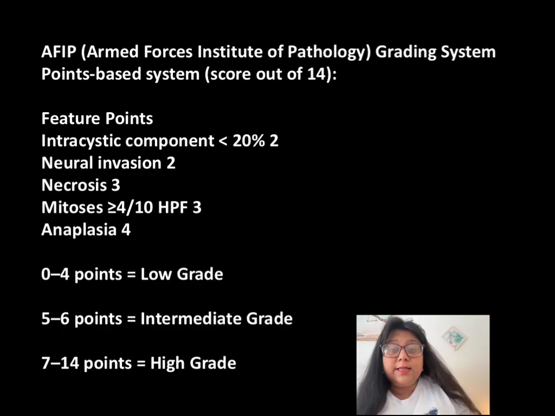Necrosis present is 3 points. Mitosis more than or equal to 4 per 10 high power fields is 3 points. Anaplasia is 4 points. So if the total score is 0 to 4 points, then it is low grade, 5 to 6 points intermediate grade, and 7 to 14 points is high grade. I follow AFIP, that's why I have mentioned here the AFIP point based grading system.